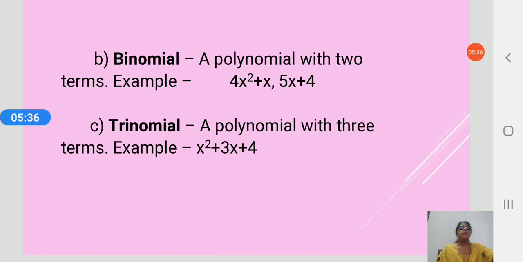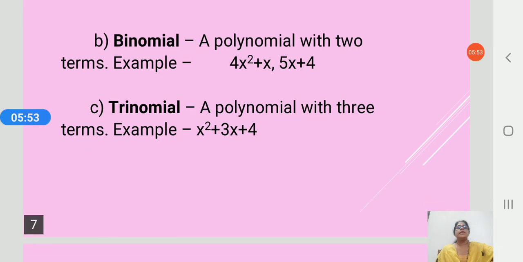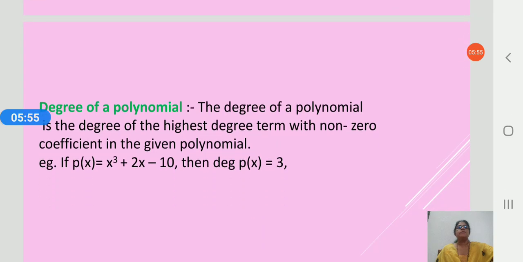Then if a polynomial consists of three terms, it is called a trinomial. Tri means 3. Example: x square plus 3x plus 4. Here the first term is x square, the second term is 3x and the third term is 4. In general, we can say that if a polynomial consists of more than two terms, it is called a polynomial.